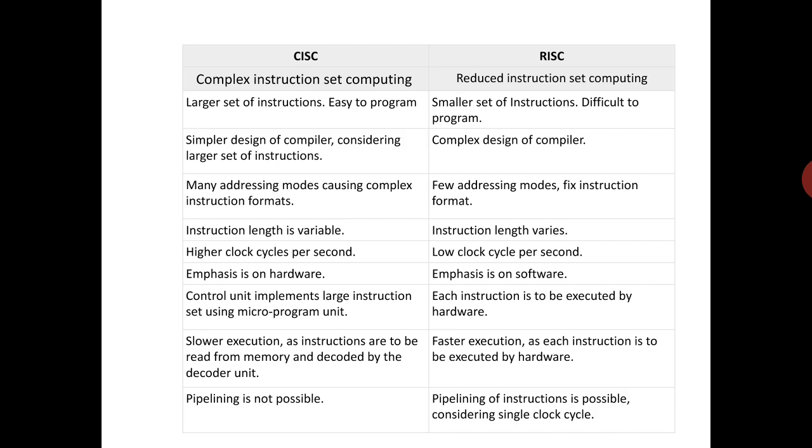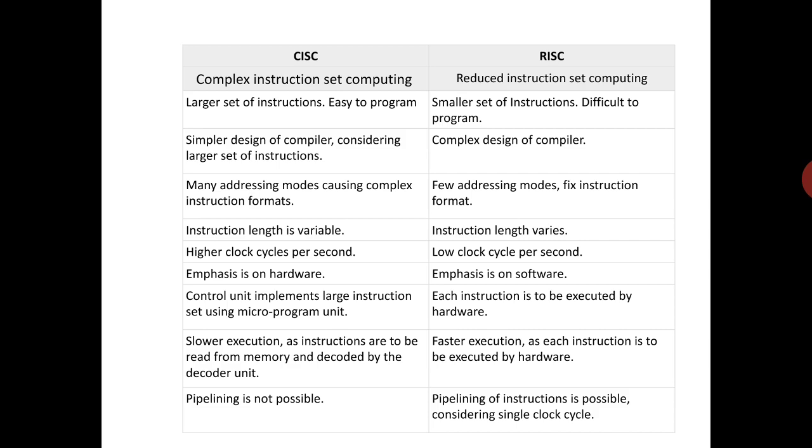Next, in CISC, instruction length is variable, and in RISC, instruction length is fixed. This is the common difference. In CISC, higher clock cycles per second means frequency of clock pulse is high, and in RISC, low clock cycles per second means frequency is low.